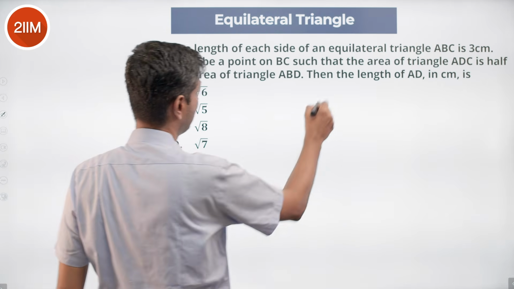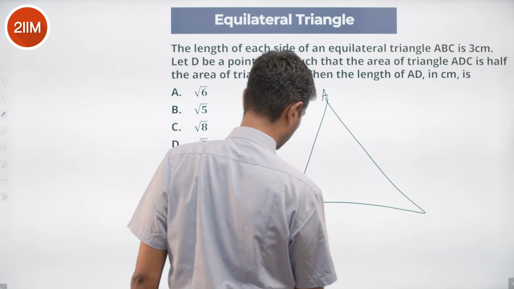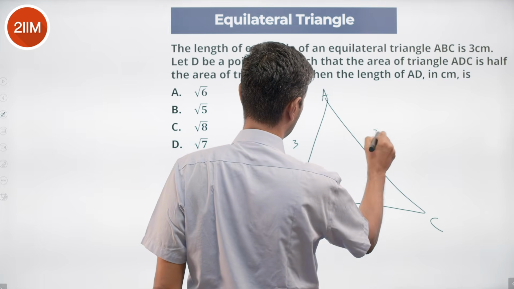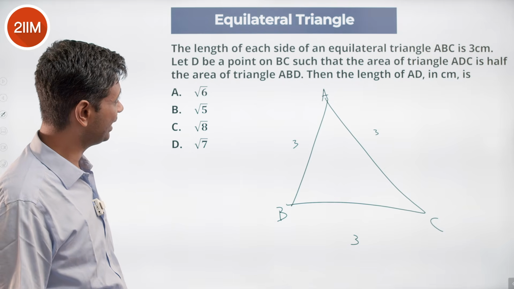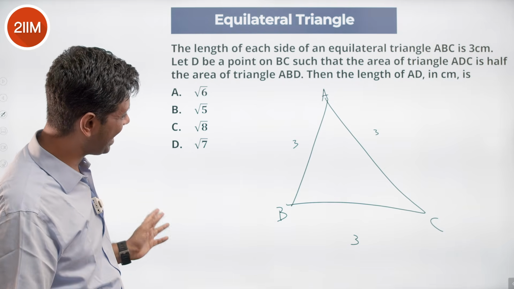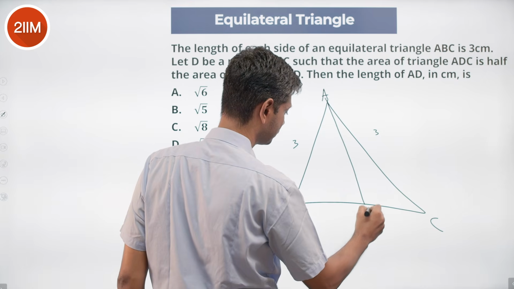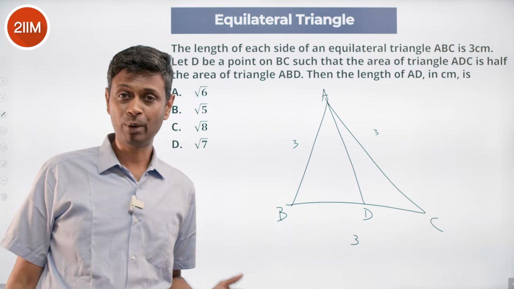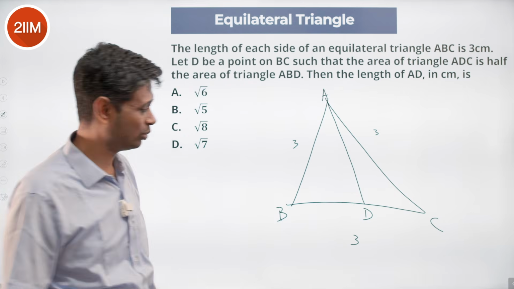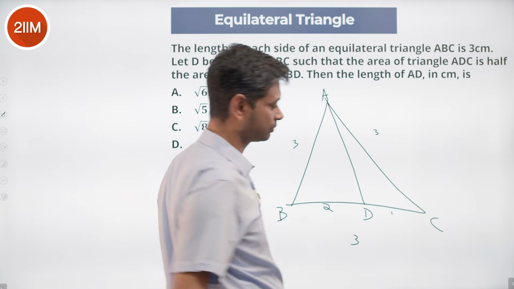The length of each side of an equilateral triangle ABC is 3 centimeters. ABC, 3, 3, 3. Let D be a point on BC such that the area of triangle ADC is half the area of triangle ABD. D is some point here. This area is half of this. The height is the same. Bases should be in the ratio 1:2, so BD is 2, DC is 1.